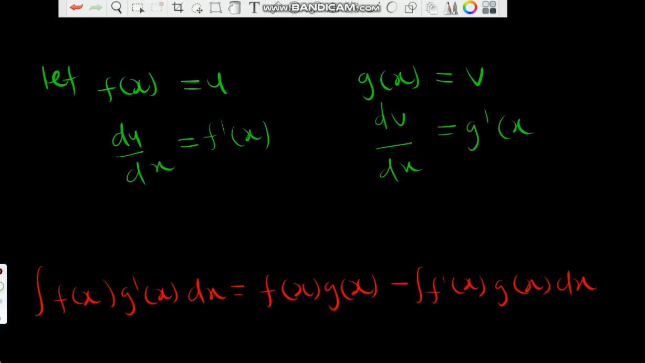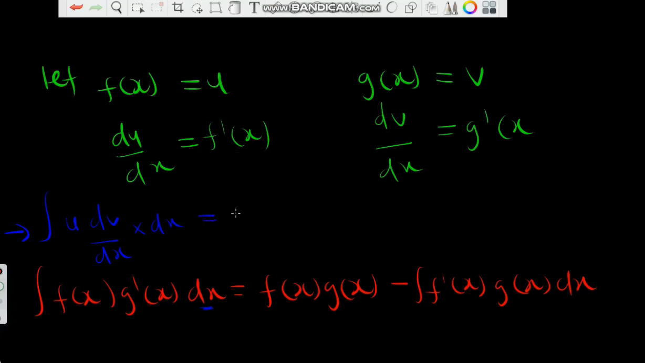So from this formula, I'm going to write this formula here. The integral of f of x, and you know f of x to be u, so that will be u times g prime of x. And g prime of x is dv over dx, so that will be times dv over dx, times this dx that we have here.